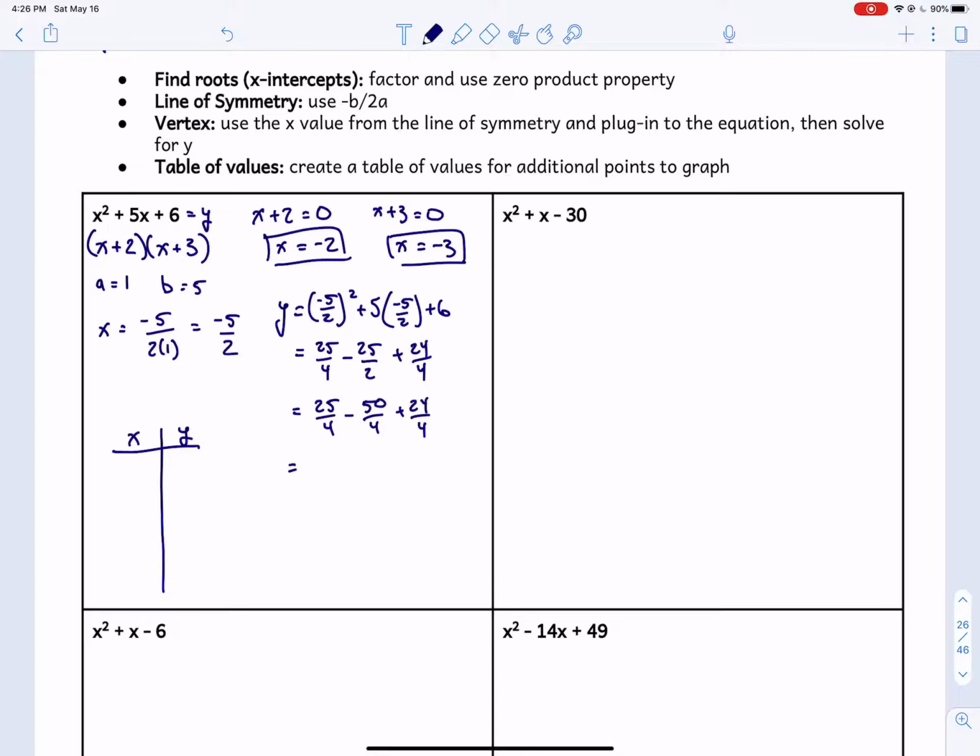Looking at this, we have 25 positive and 24 positive. So we add those together, we get 49 positives, right? And then we have -50. So that's going to just give us a -1 when we're all said and done. Or you can use a calculator: 25 minus 50 is -25, plus 24 is -1. However you want to think of it, I just changed the order a little bit. And we get y equals -1/4.